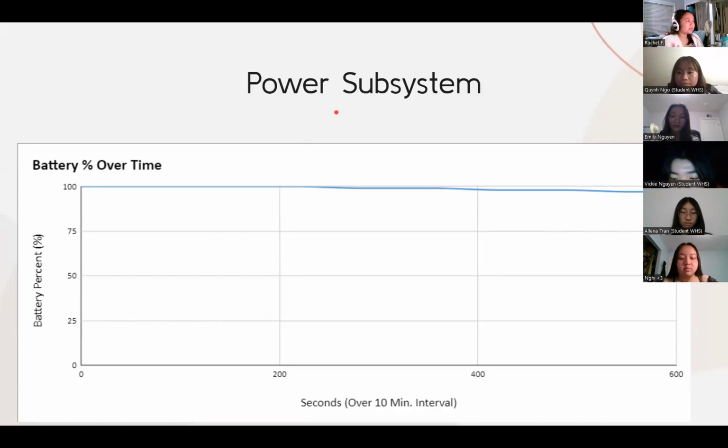I graphed the battery percentage over time, with it starting at 100%, and then at the end of the 10 minutes, or 600 seconds, it was 98%.